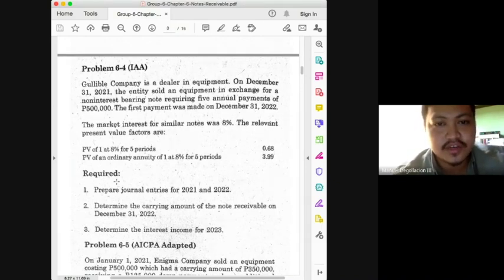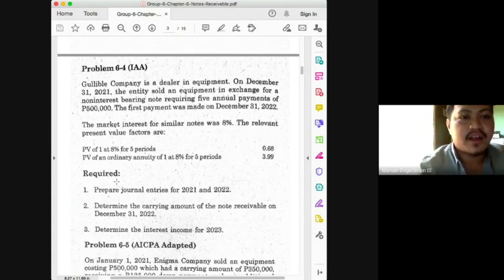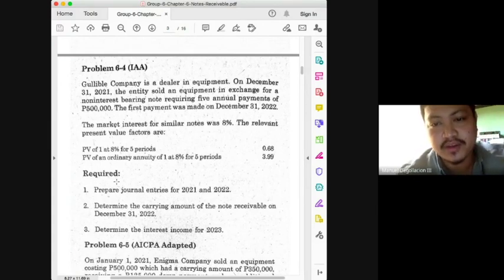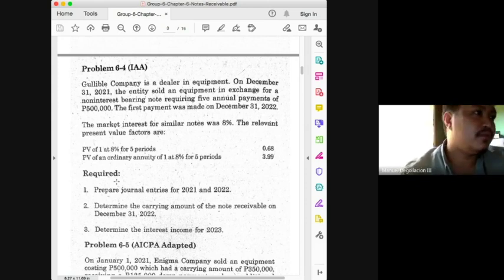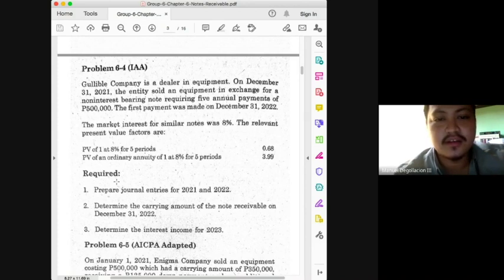And let's just continue, class. How much would be the carrying amount of the notes receivable on December 31, 2023? Again, our procedure would be the same. Either you prepare the amortization schedule, class, or you start with the remaining balance of your gross receivable and deduct the remaining unearned interest income. On December 31, 2023, the balance of our gross receivables would now just be 1,500,000. I hope you're able to get that also, class.